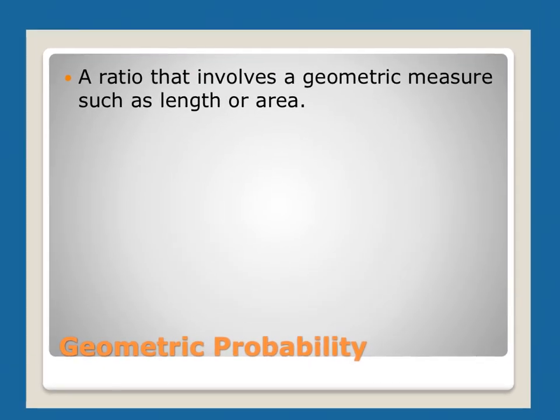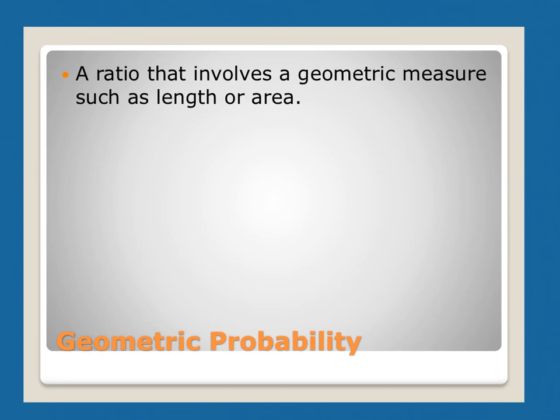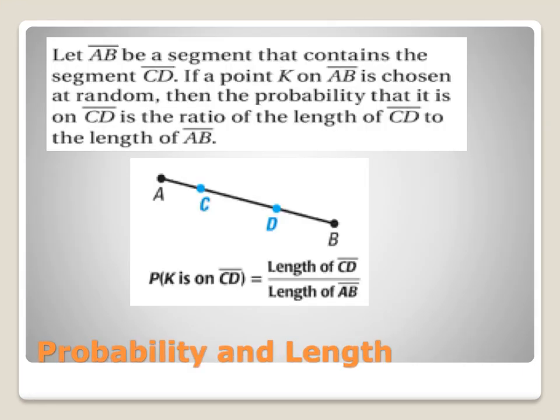The geometric probability is a ratio that involves a geometric measure such as length or area. So we'll find the probability that we're going to land on a certain segment, or a probability that we're going to land in a certain shape, that kind of thing. So we'll start with probability and length.